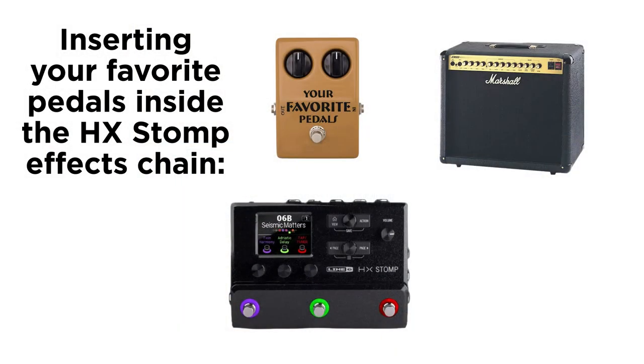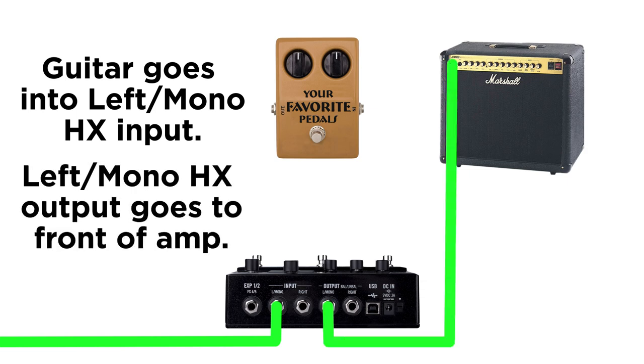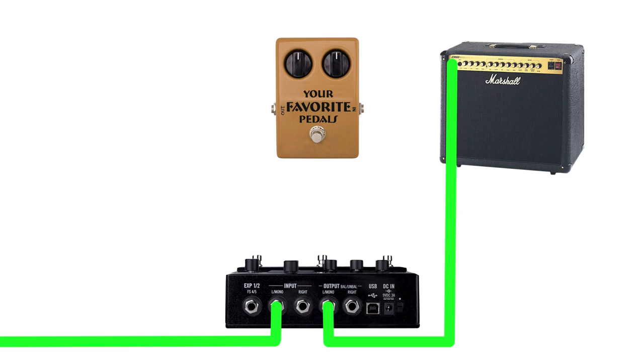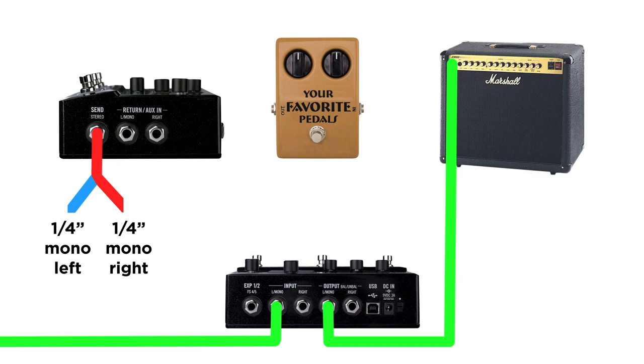Okay, here's the cabling setup we need for this. First of all, we're running the guitar right into the left input, and then from the left output, we're going into the front of the amp. I know that's different than you expected, but bear with me, we'll get to everything. The first additional cable you're going to need is a stereo Y cable that gives you two mono outputs. We're going to plug the stereo end of the cable into the stereo send on the HX Stomp.